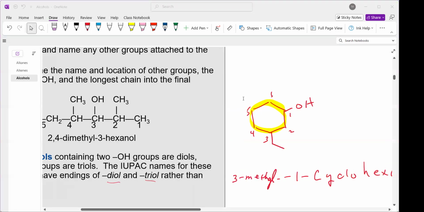Correct me if I'm wrong. Isn't that methyl? It is ethyl. Absolutely. Thanks for pointing that out. I'm so used to doing methyl.